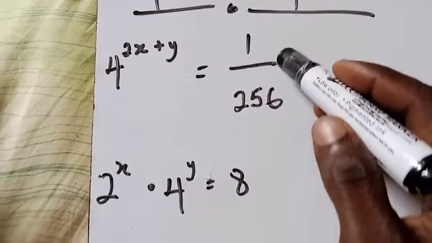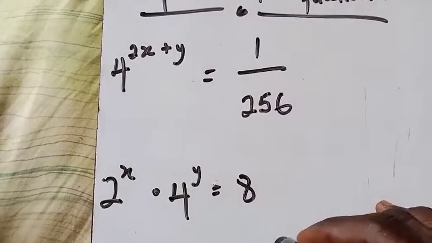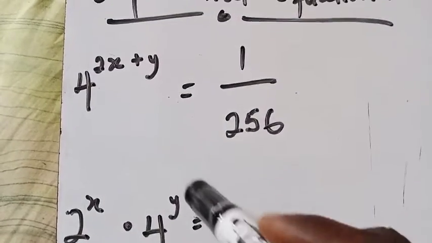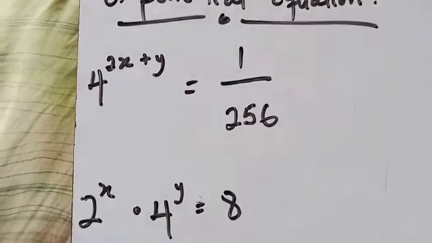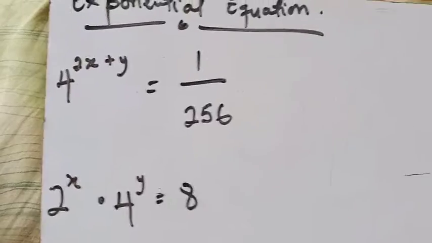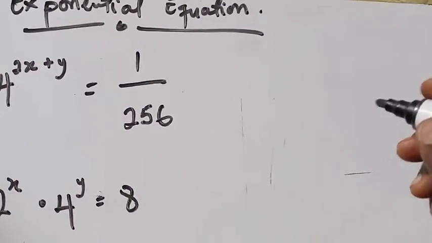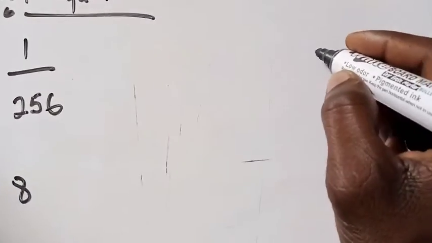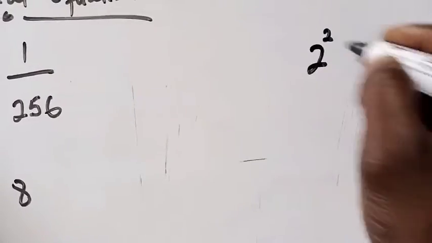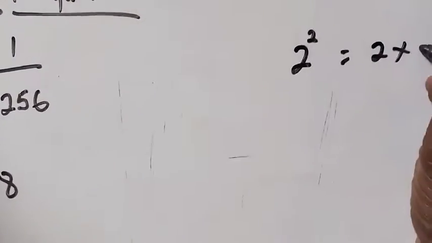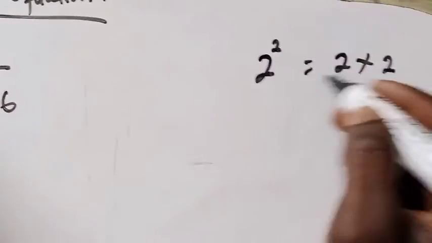We want to solve these two exponential equations simultaneously, right? These are the two exponential equations that we are given. Now, if you don't know what an exponential equation is, if you have 2 exponent 2, that is equal to 2 multiplied by 2. Is that okay? Meaning that we are multiplying the 2 two times.